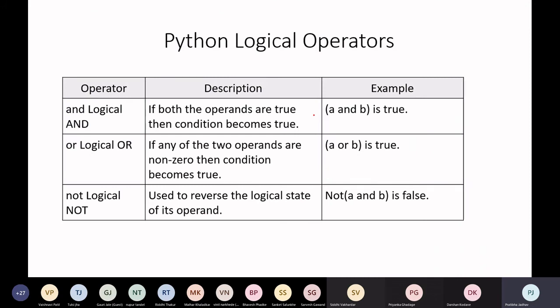Logical operators are used with three operators: and, or, and not. There are three major logical operators, and, or, not, which you have seen in the computer organization paper. A and B, A or B, not A. If both operands are true, then the condition becomes true. In or, if any one operand is true, then it returns true. In not, it is used to reverse the logical state of its operand.